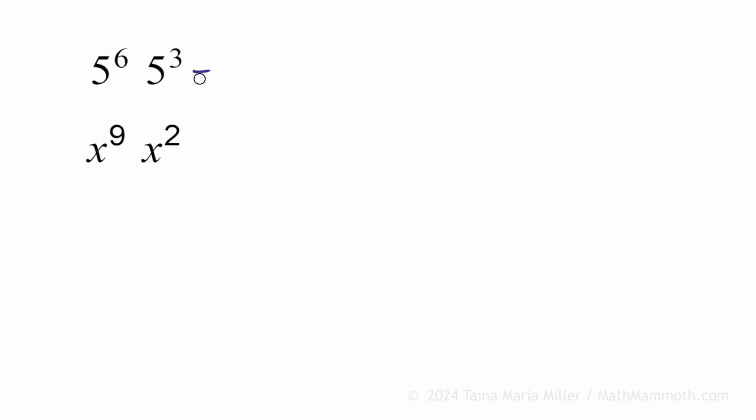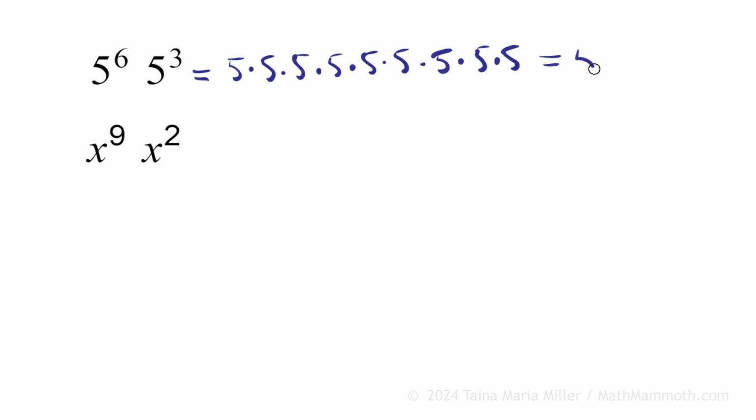What do you think? This 5 to the 6th means, of course, 5 multiplied by itself 6 times. And then it is multiplied by 5 to the 3rd, so 3 more times. So we see that this is actually 5 to the 9th, right? 5 multiplied by itself 9 times.